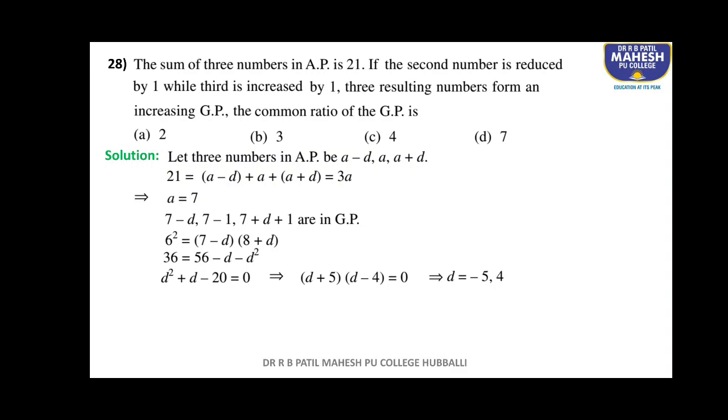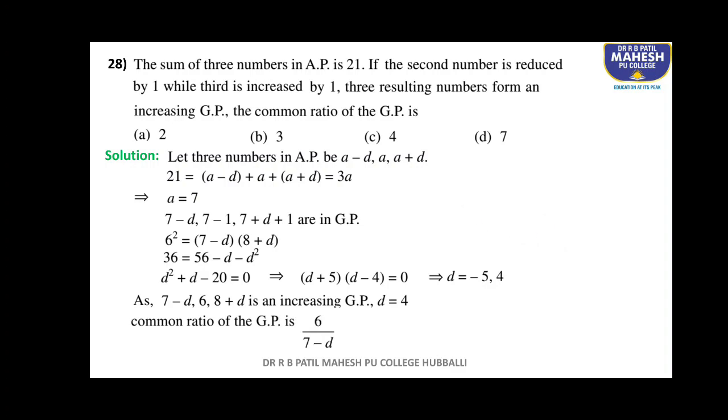Here we have to consider only the common ratio. So to find the common ratio, we have to consider the terms in GP. The terms in GP are 7 minus d, 6 and 8 plus d. To find the common ratio, we have to take the second term divided by the first term. Therefore, 7 minus d, 6, 8 plus d is an increasing GP and d is equal to 4 here. The common ratio of this GP is given by the second term divided by the first term.